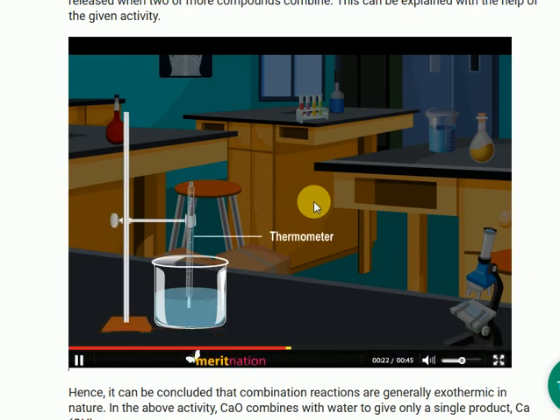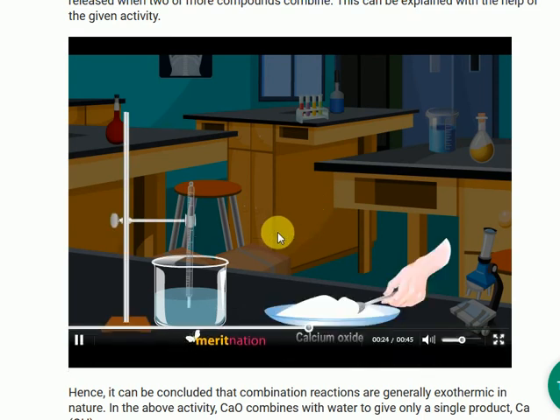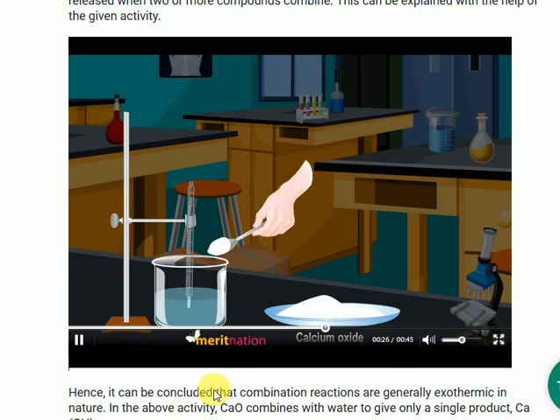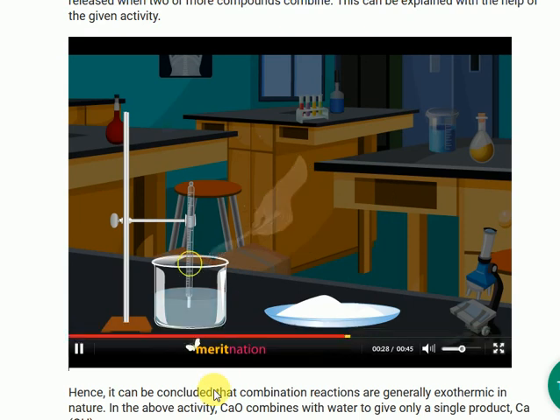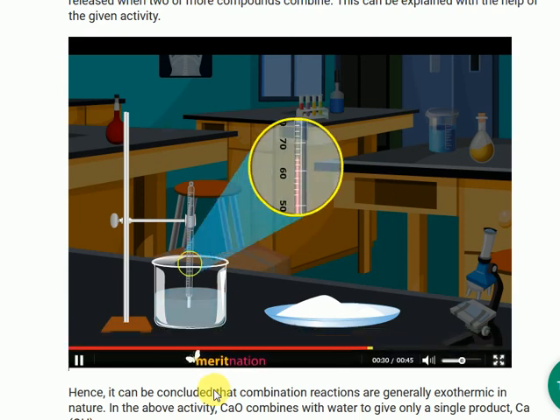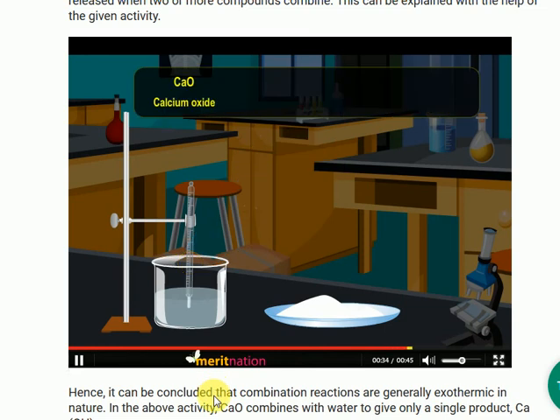Now, add small amount of calcium oxide to the beaker. You will observe that the temperature of water increases rapidly. Now this happens because calcium oxide combines vigorously with water to produce calcium hydroxide. A large amount of heat is also released during this process, which increases the temperature of this system.